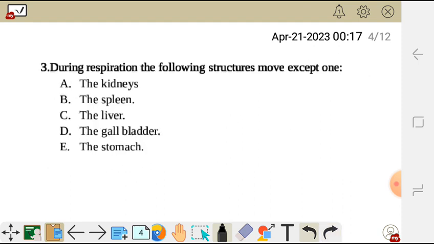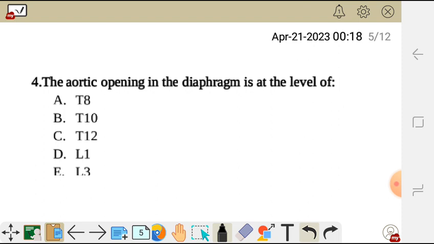During respiration, the following structures move except one. A, the kidney, B, the spleen, C, the liver, D, the gallbladder, E, the stomach. So all of these are going to move during respiration except E, which is the stomach. Except E. So question 4.